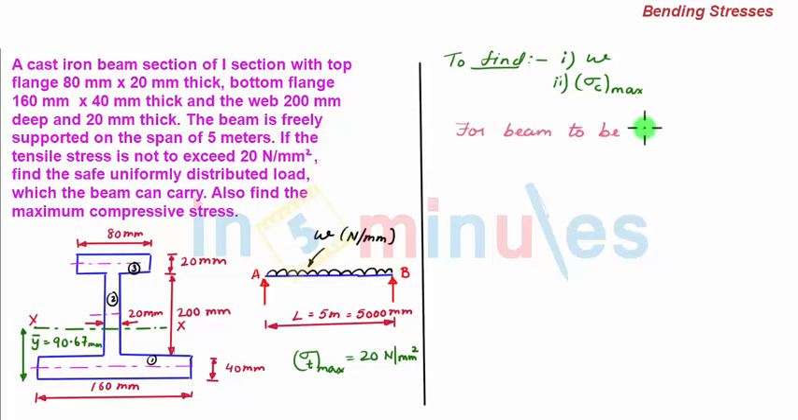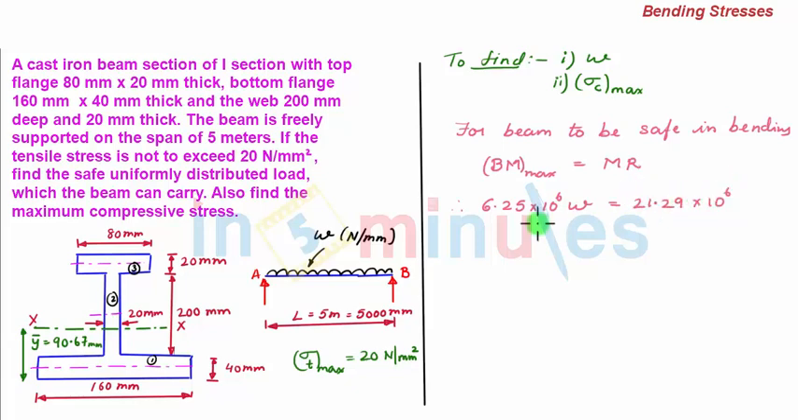Now for beam to be safe in bending, we know bending moment maximum should be equal to moment of resistance of beam. So when we equate this, we get 6.25 into 10 to the power 6 into W is equal to 21.29 into 10 to the power 6. So upon solving, we get the value of W as 3.40 Newton per mm. So this is the intensity of uniformly distributed load which the beam can take, so that the maximum tensile stress is not to exceed 20 Newton per mm square.